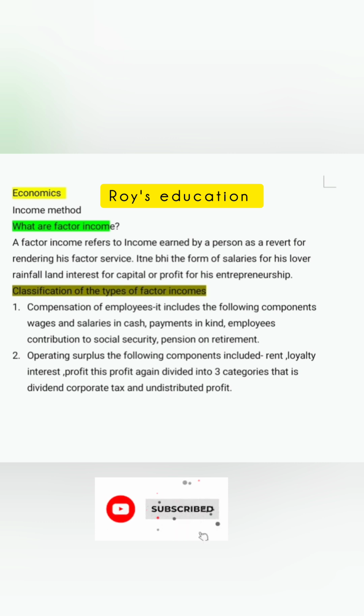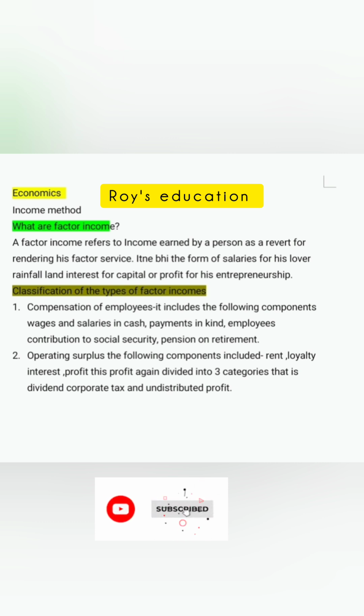Now there are classifications or types of factor incomes. Let us see. The first is the compensation of the employees. Compensation of the employees means the sum total of the benefits, which can be in cash or in kind, received by the employees as a reward for their labor services rendered to their employers. Now there are different components of this compensation of employees. Let us discuss them one by one.